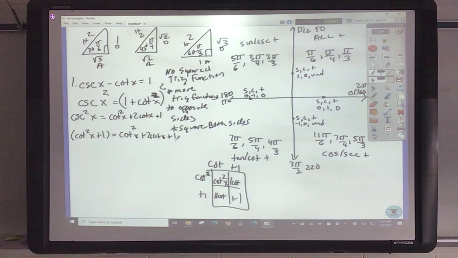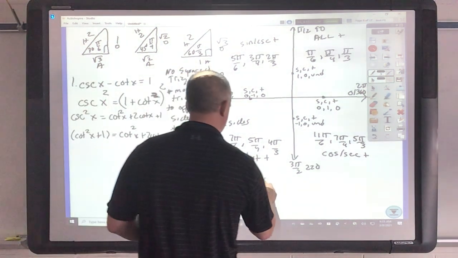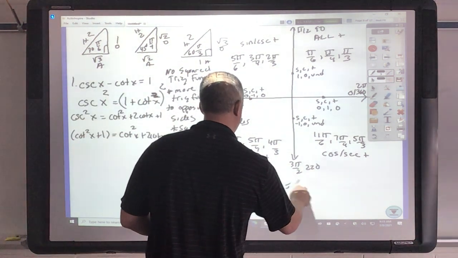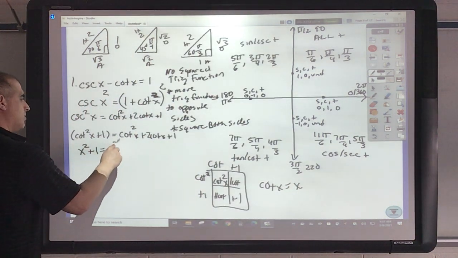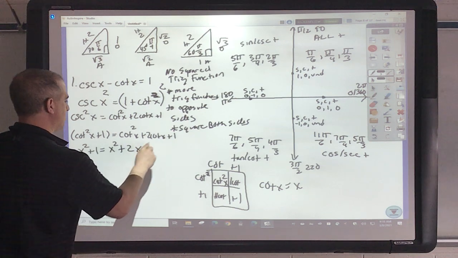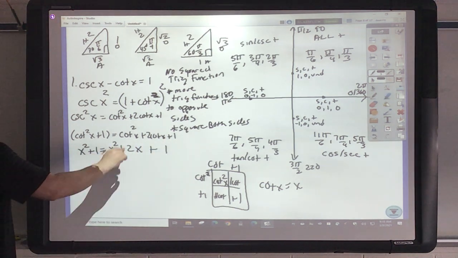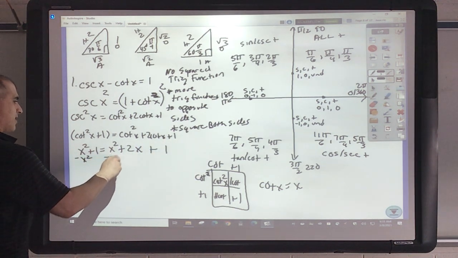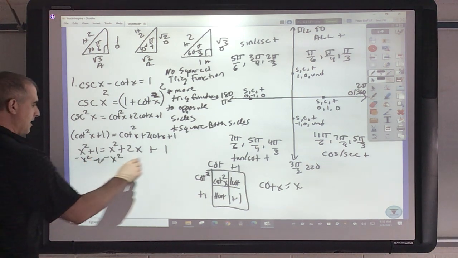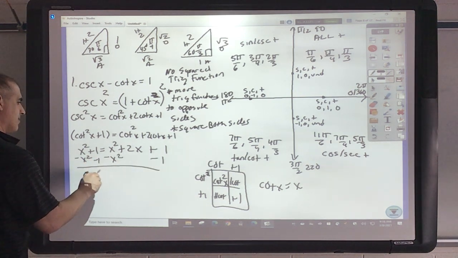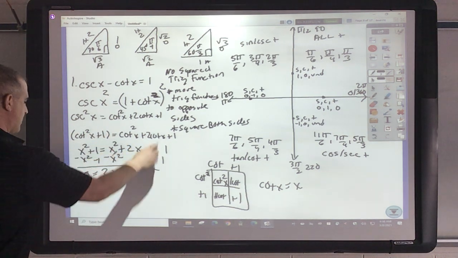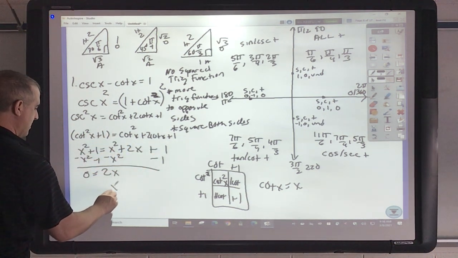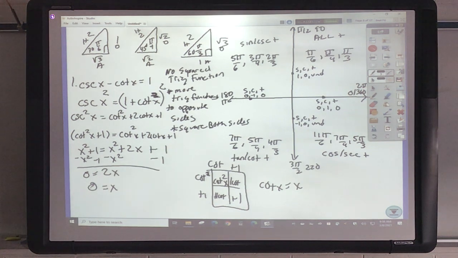All right, now this might be the opportunity to just substitute x for cotangent. So I got x squared plus 1 equals x squared plus 2x plus 1. Okay, now let's go ahead and bring this back. So I would subtract x squared, and subtract 1. So that'd be 0 equals 2x, because this is going to eliminate and this is going to eliminate. So very easy solving.